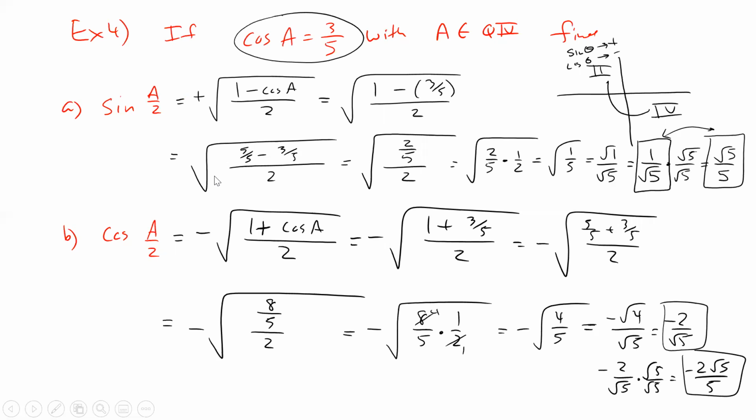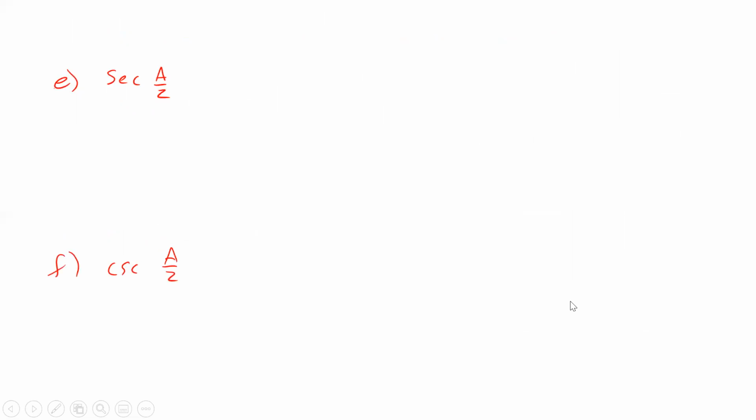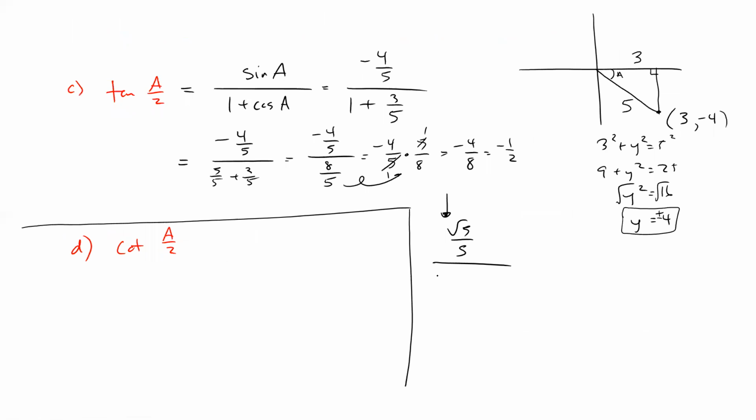So let's go back this way, say to ourselves, you know what? That's my answer for sine, √5/5. That's my answer for cosine. So how about we just plug it in like this, and let's see what happens here. Negative 2√5/5. There it is.